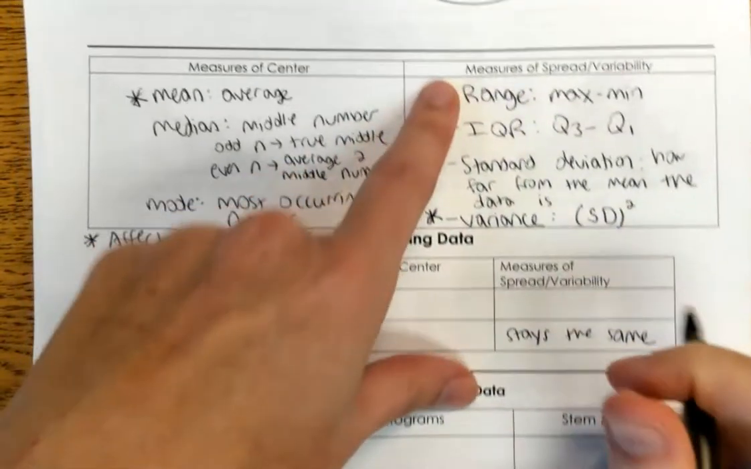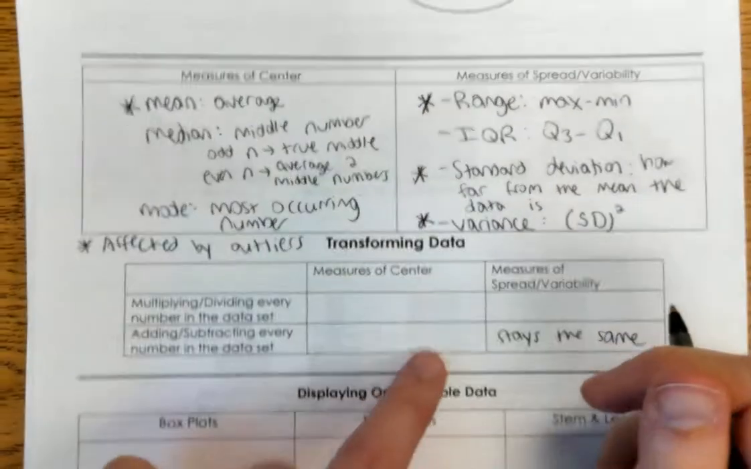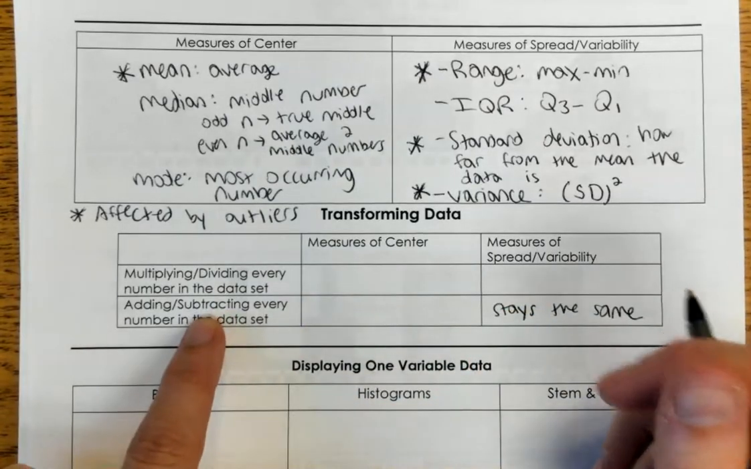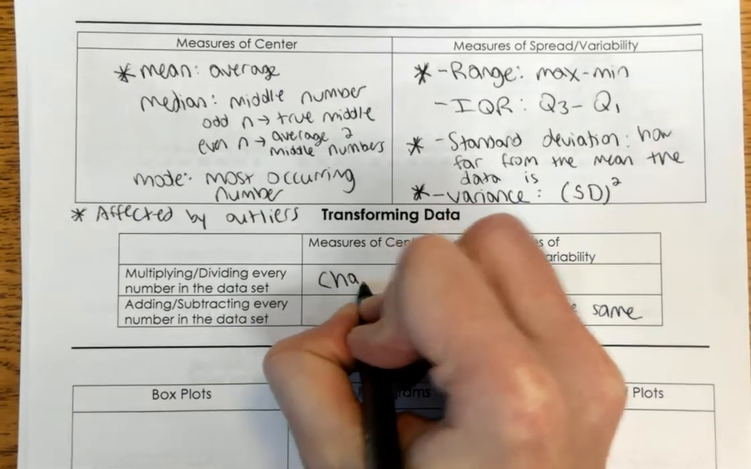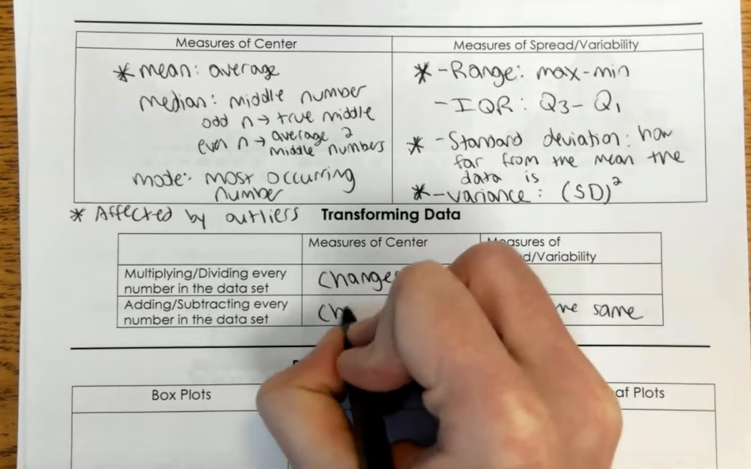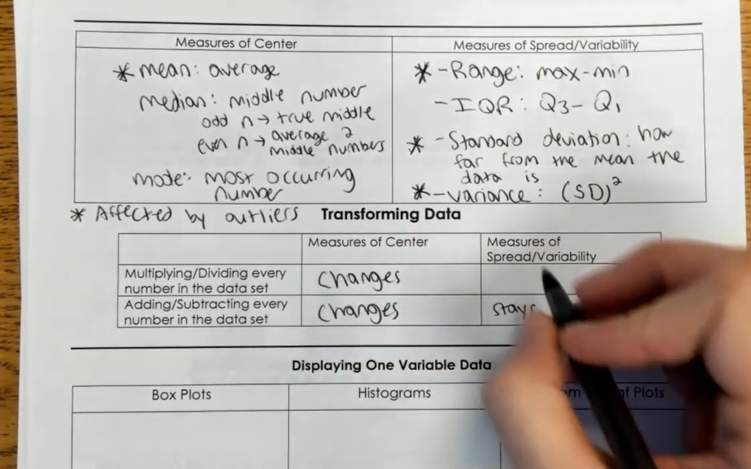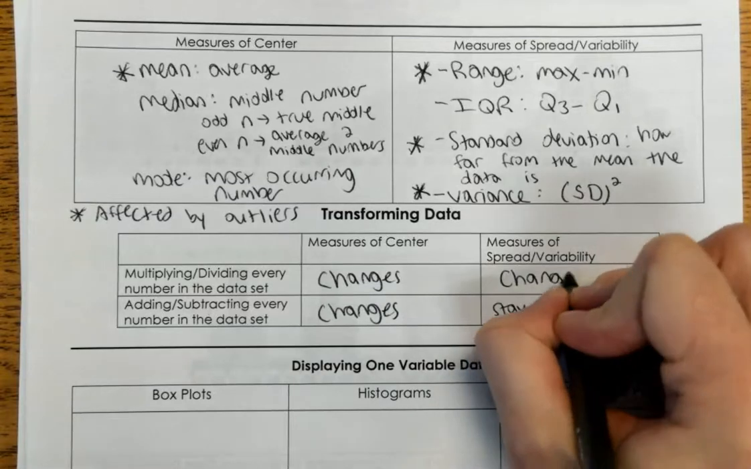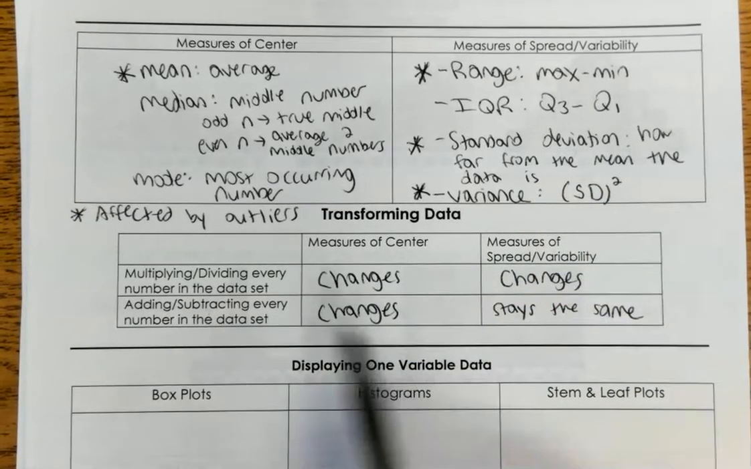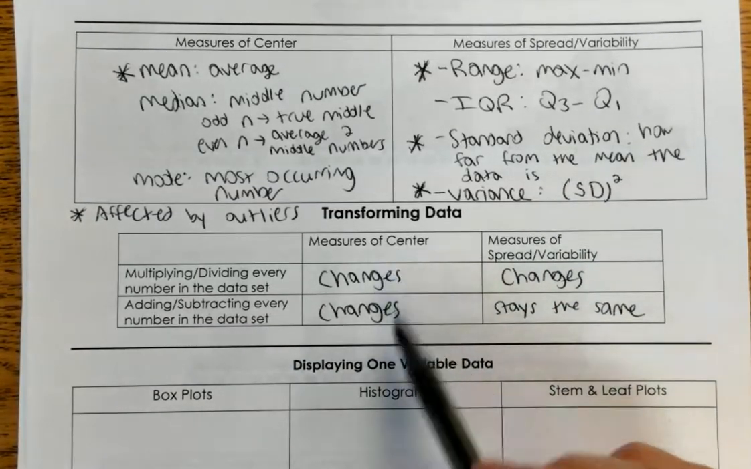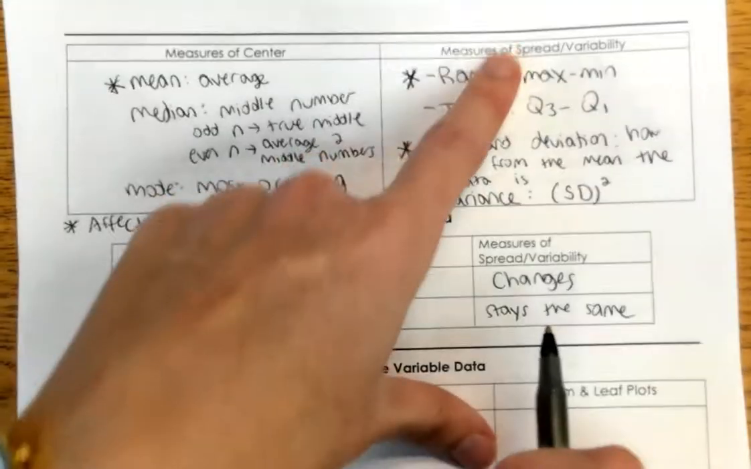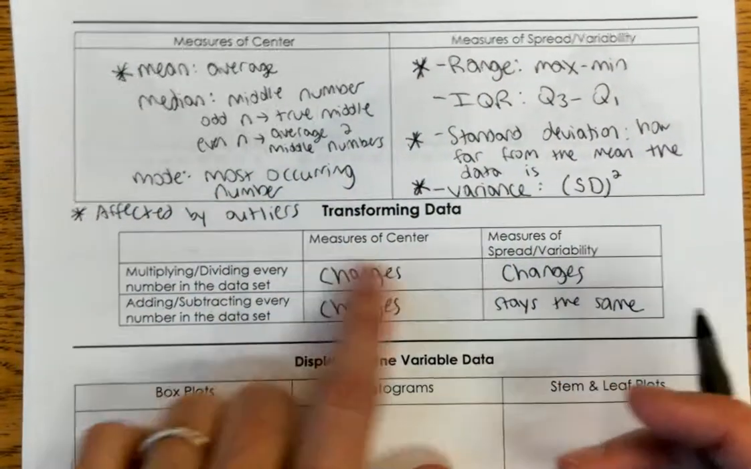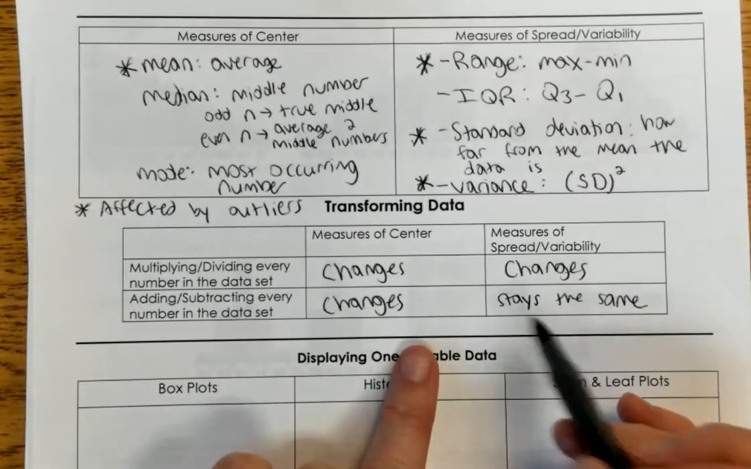So any measure of spread, your range, your IQR, or your standard deviation, stays the same if you add or subtract every single number in the data set by the same number. Everything else changes. So if you multiply every number, you're going to multiply the mean. You're going to multiply the standard deviation. You're going to multiply the range. If you add or subtract, that's going to change your measure of center. Remember, measures of center are what we talked about up here. Measures of spread are what we talked about right here. So just keep that in mind. It stays the same if you add or subtract, but everything else changes it.